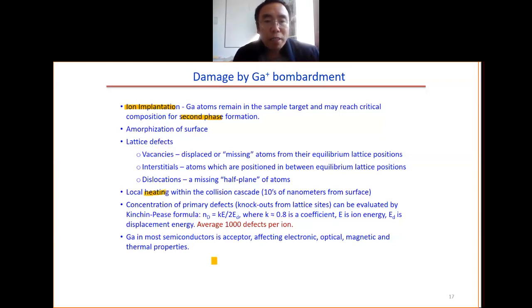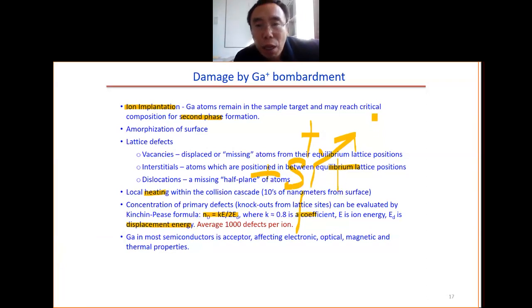So the number of the defects created is given by this formula. It is about E over ED. The first E is the ion energy, like 30 keV. The second, ED, is the displacement energy. For example, for the case of silicon, to kick this silicon out, you need to break many of the chemical bonds. You break 4 of the chemical bonds in order to kick this silicon out. This will be more than 10 electron volt. So the ED is 10 to 20 electron volt.